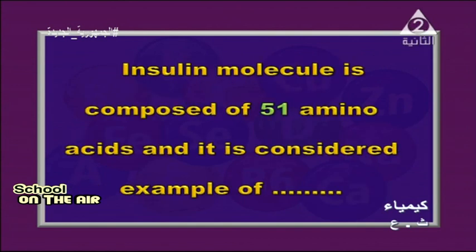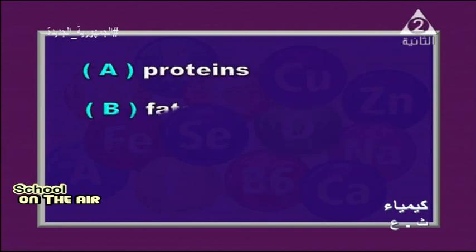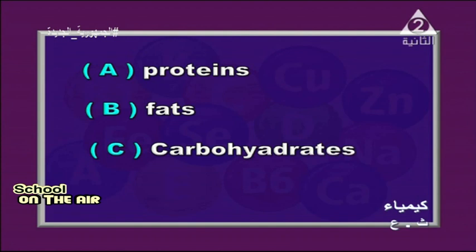Next point. Insulin molecule is composed of 51 amino acids, and it is considered an example of what? Protein, fats, carbohydrates, oils. If you think about it, yes, it will be proteins, which are polymers of amino acids.